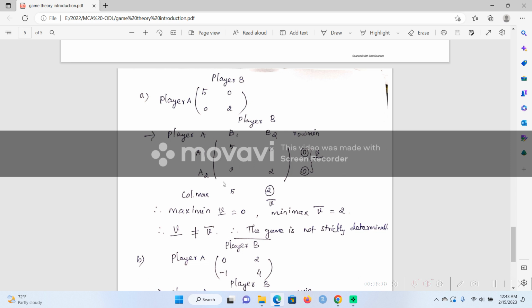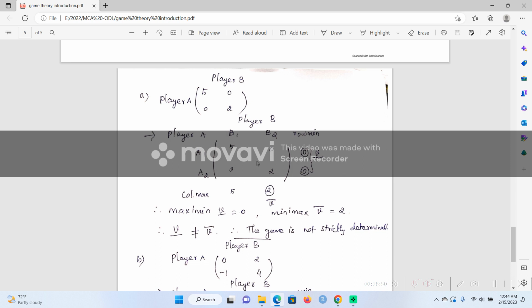And then similarly, coming to player B's point of view: if player B chooses the B1 strategy, then player A will receive 5 or 0. Player A wishes to maximize his gain, so he will surely adopt the A1 strategy only. So the maximum value for this column is 5.